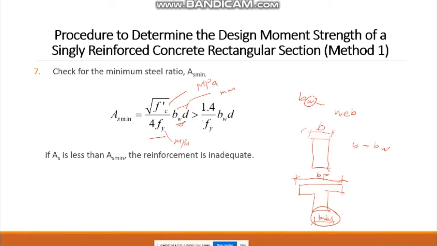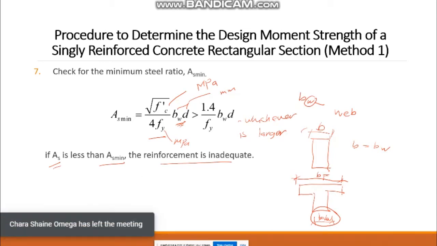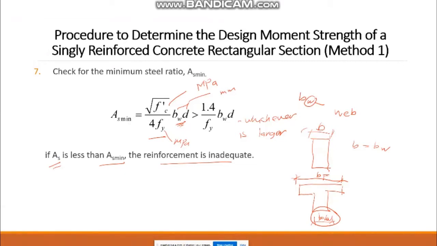Or, no, 1.4 all over fy bwd. So ibig sabihin, whichever is larger, no? So dapat ang imong As is the larger of these two, no? So whichever is larger or whichever is greater, no? So if your As na compute is less than As minimum, the reinforcement is inadequate. So kung nakita niyo na ang imong beam will behave na parang wala siyang reinforcement, if that's the case. So you have to make sure ang imong As is greater than or equal to at the minimum sa imong As minimum.